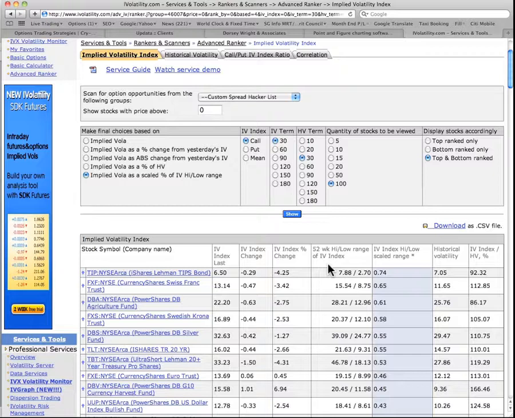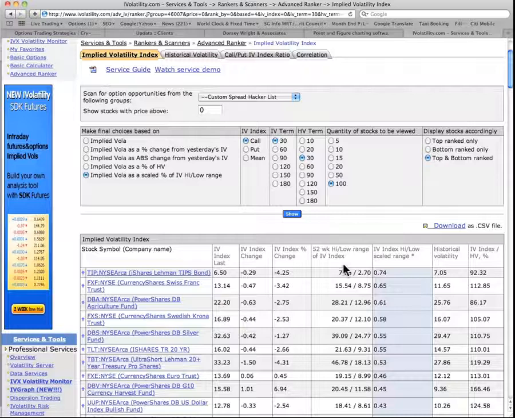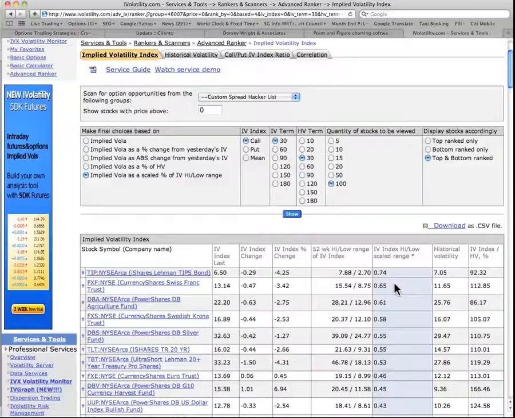iVolatility's advanced ranker allows for robust mean reversion analytics, which measures implied volatility by dividing it against its 52-week high-low range. What it does then is it scales it within a range of 0 to +1, with 0 indicating that a new volatility low has been set, while a maximum reading of +1 means that a new high in volatility has been established.